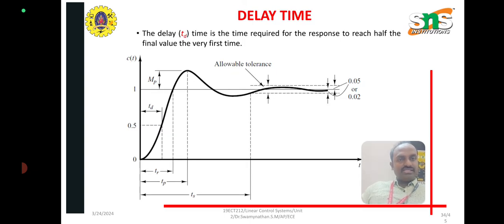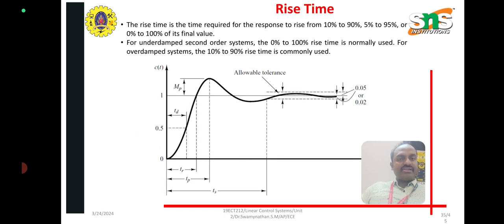The delay time is based on the time required for the response to reach half of the final value of the first system. So TR, TP, TS are the different graphical representations, along with delay time and rise time. Rise time means 10 to 90%, 5 to 95% or 0 to 100% of its final value. So this is called the rise time representation.